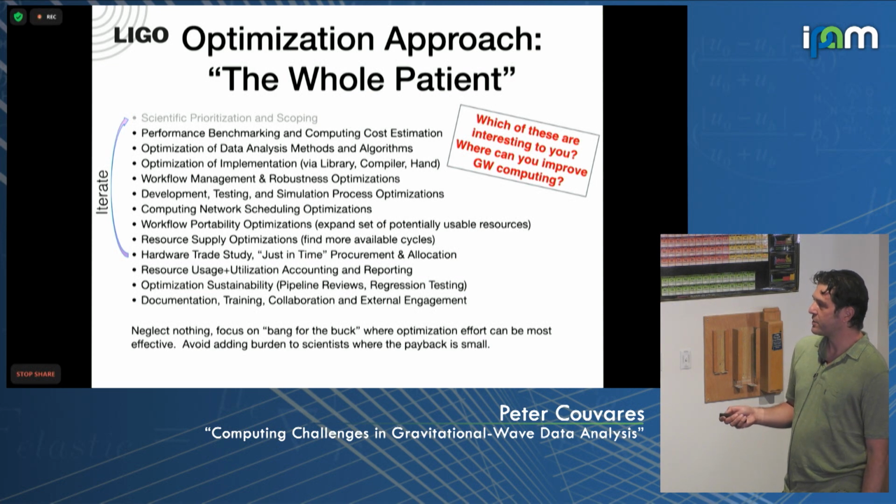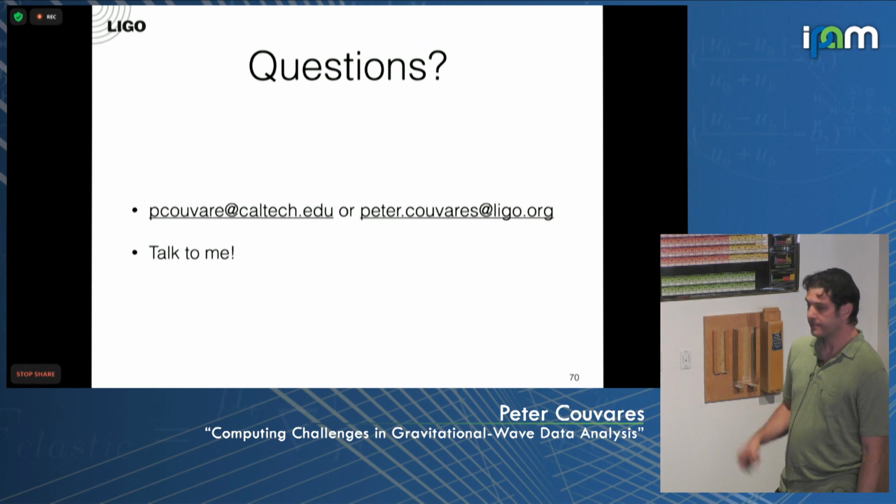So, which of these are interesting to you, if any? Where can you help improve gravitational wave computing? I'd love to talk to any of you about this. I want to neglect nothing, focus on bang for the buck where we can be most effective, and avoid adding burden to scientists where the payback is small.